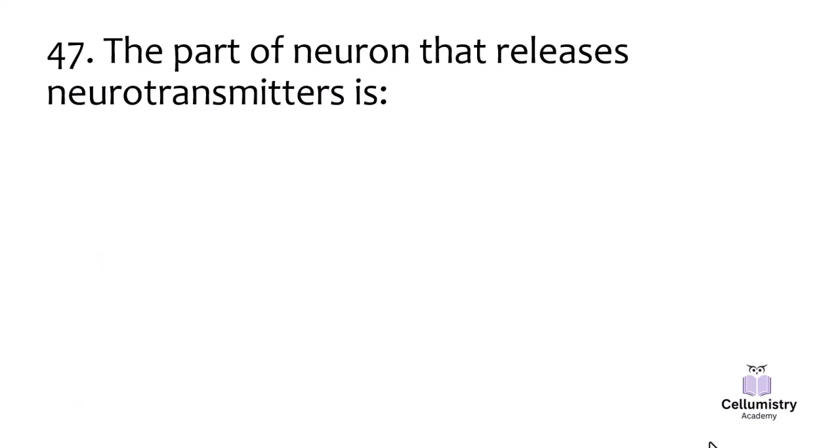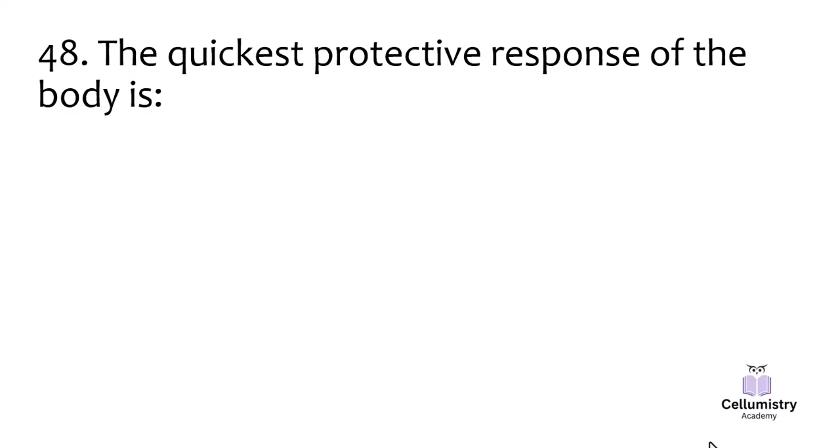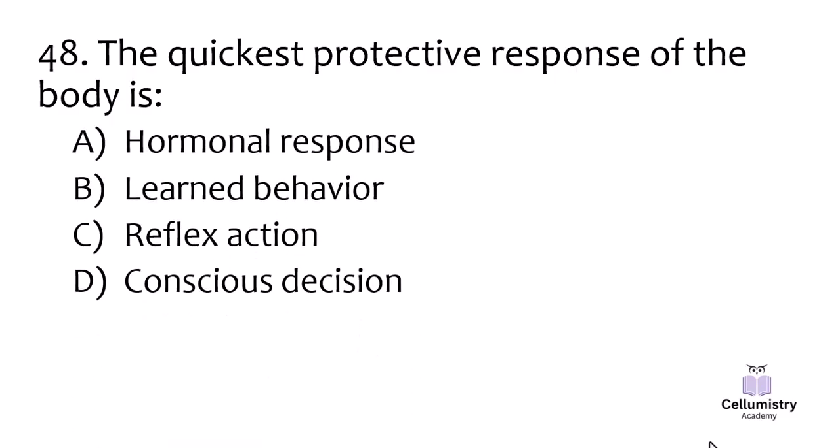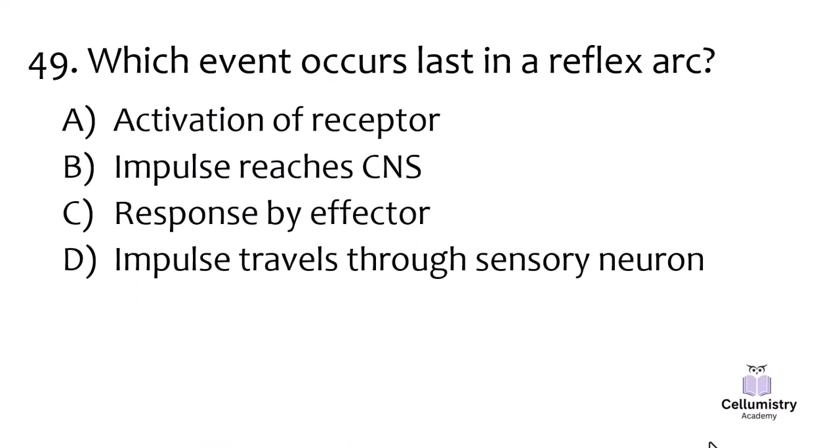The part of neuron that releases neurotransmitter is. Answer is C. Axon terminal, synaptic knob. The quickest protective response of the body is. Answer is C. Reflex action. Which event occurs last in a reflex arc? Answer is C. Response by effector.